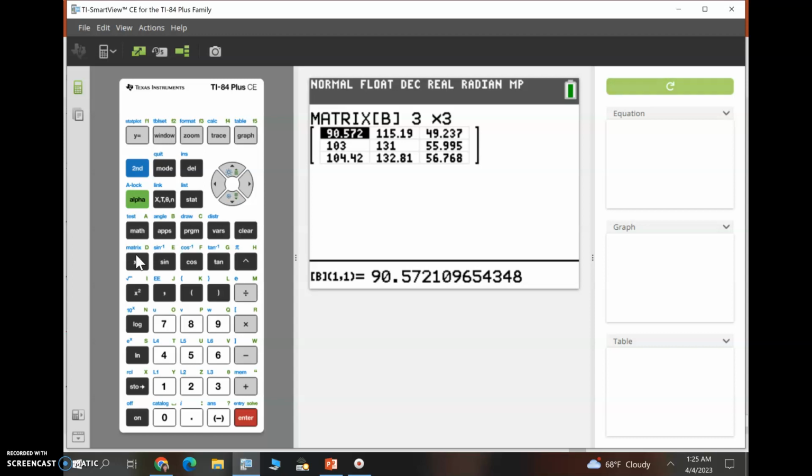90.572, enter. 115.19, 49.237, 103.131, 55.995, 104.42, 132.81, 56.768.